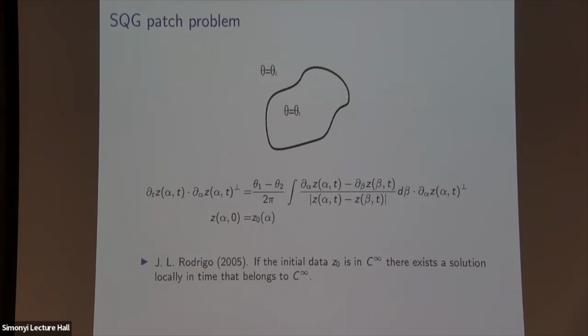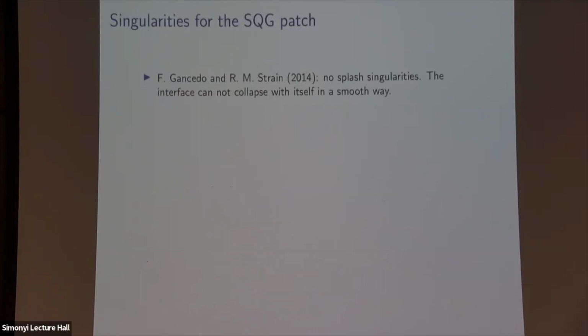Okay, so Rodrigo in his thesis proved that this equation, using a Nash-Moser argument, is in C infinity locally if the initial data is C infinity. This was improved by Gancedo in his own thesis, by proving the same if you start in H3. H3 is the Sobolev space, and there are some more improvements lately in lowering the regularity. Okay, how about singularities?